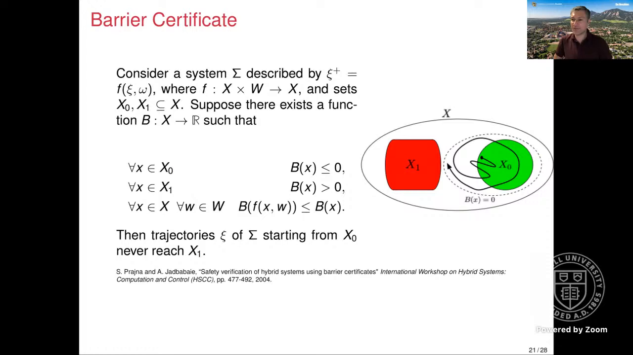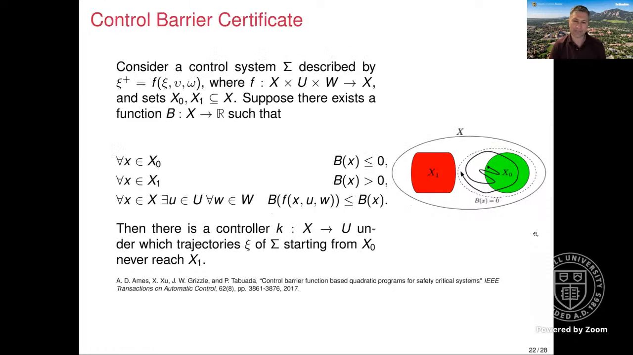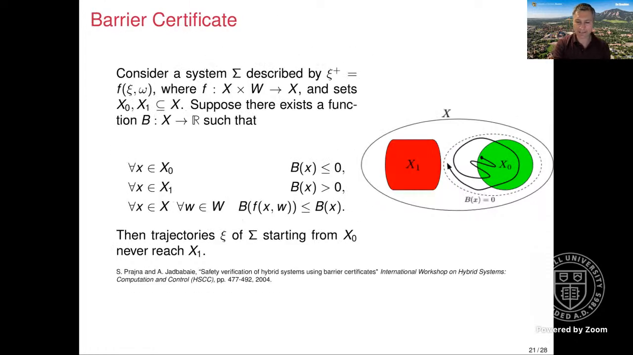So now if I can find a function b satisfying these three inequalities, what does it mean? That means if your system starts anywhere inside the green region, it never goes inside the red region. You have a formal guarantee. The existence of the function b is your proof of safety, that the system does not go inside the red region. This was in the context of verification, meaning that I wanted to verify if the system starting from green goes inside red. And to answer that question, it boils down to searching for a function b.